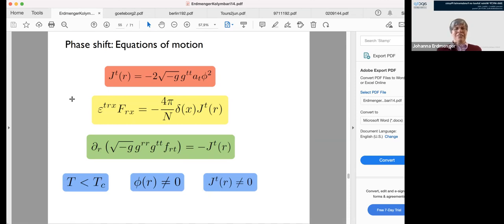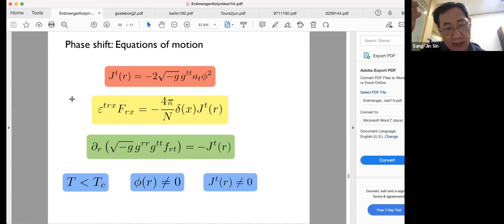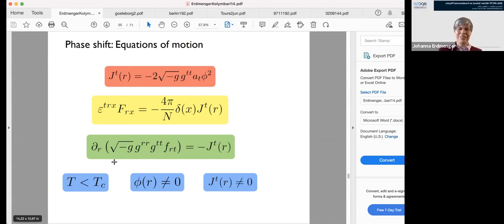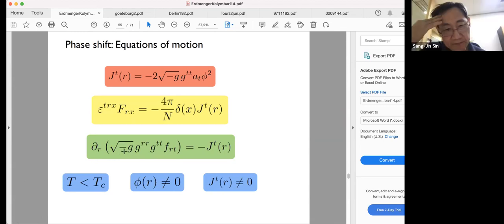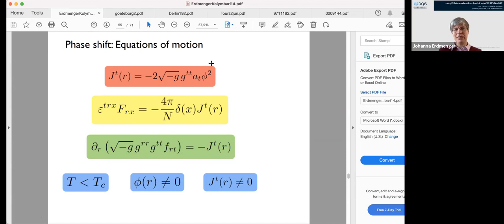You can calculate F, right? But you cannot calculate J out of anything. Why not? I can solve. So you need to specify the bulk source and the IMS. Yeah, but this is the bulk source. These are the bulk fields. A_t and phi are the bulk fields. Okay, this is like the gravity equation of motion.